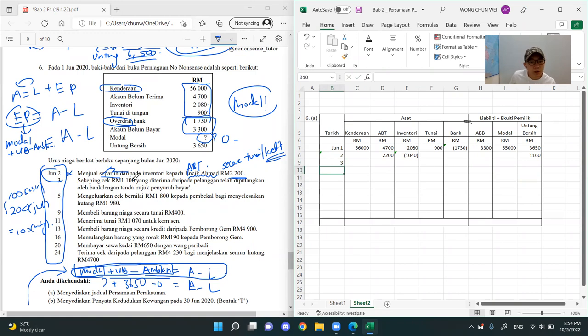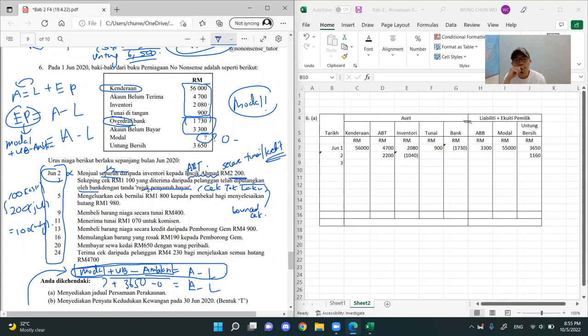Sekeping cek 1,100 ringgit yang diterima daripada pelanggan telah dipulangkan oleh bank dengan tanda rujuk peniru bayar. So, when you see dipulangkan oleh bank, this is a cek tak laku. What is a cek tak laku? Meaning this is a bounce check. What is a bounce check? Okay. So based on this scenario, let me translate into a story for you.